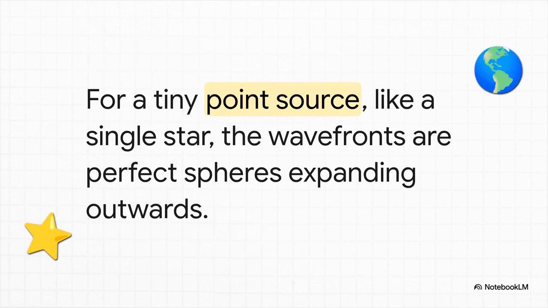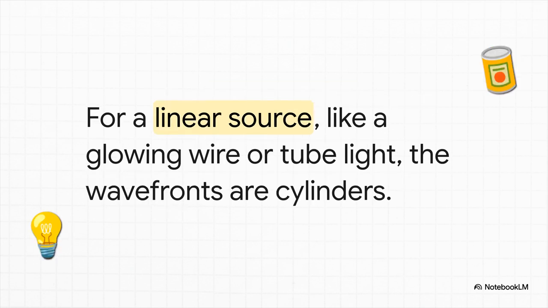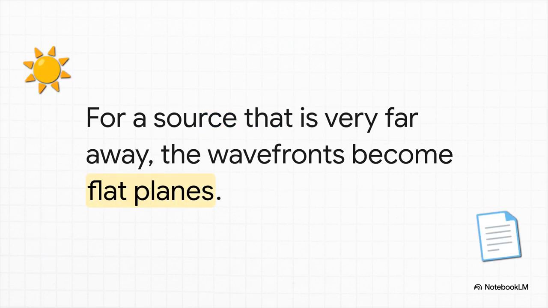Now, the cool thing is, the shape of this wavefront totally depends on what's making the light. So, if you've got a super tiny point of light, think of a single distant star or a little LED on your computer, the wavefronts it sends out are perfect spheres. They just expand outwards in every direction, kind of like a bubble getting bigger and bigger. Okay, what if the source isn't a tiny dot? What if it's a line, like one of those old-school fluorescent tube lights or a glowing wire? Well, in that case, the light still expands outwards, but instead of spheres, you get these perfect cylinders growing out from that line.